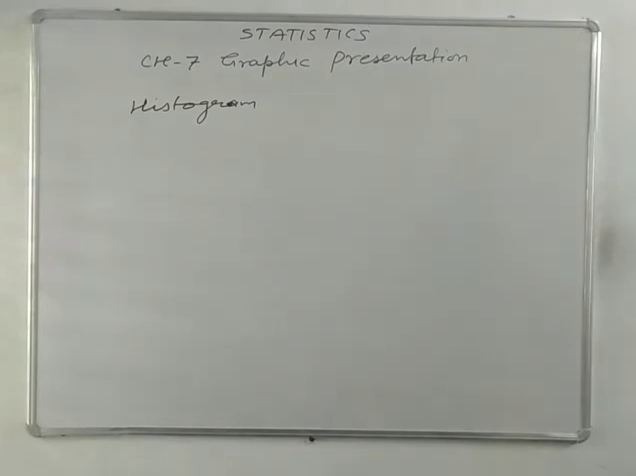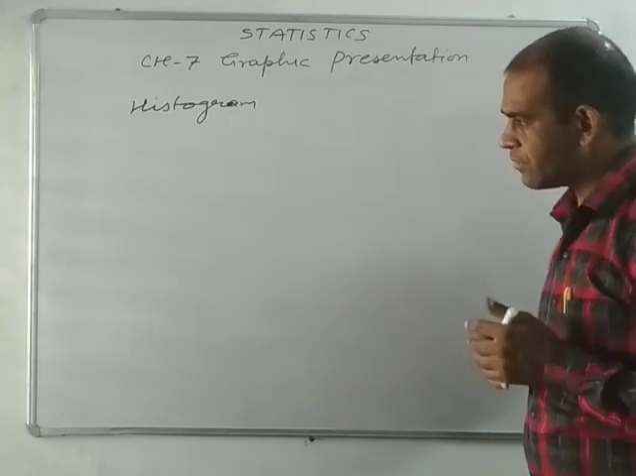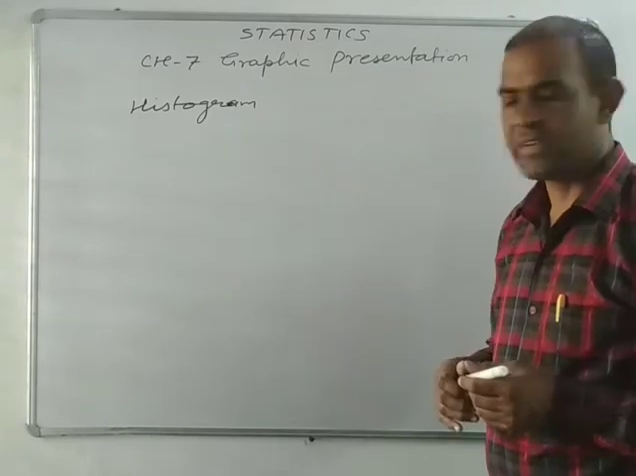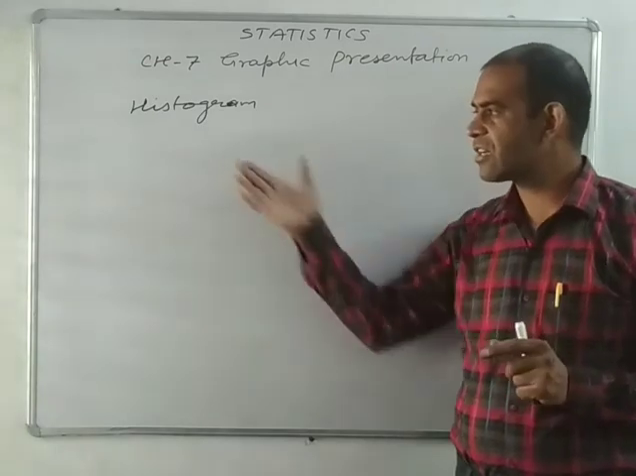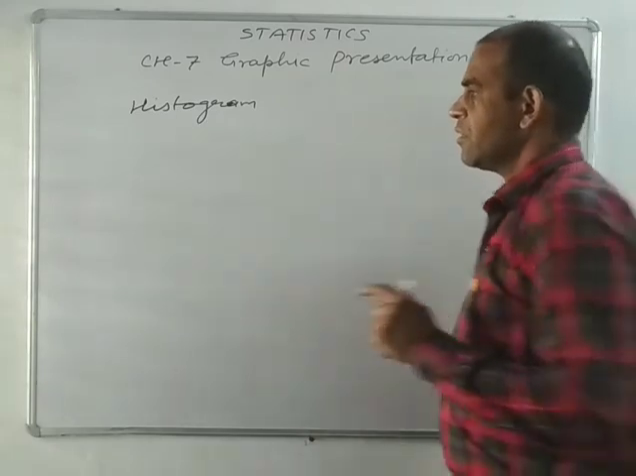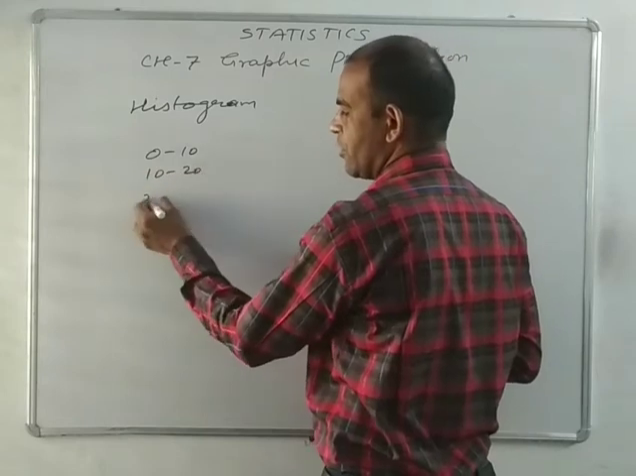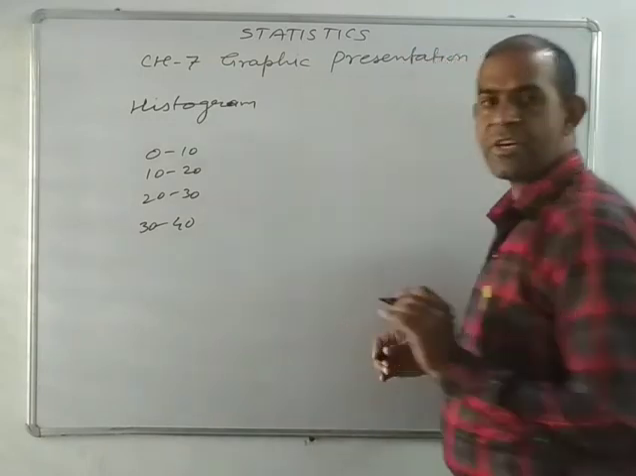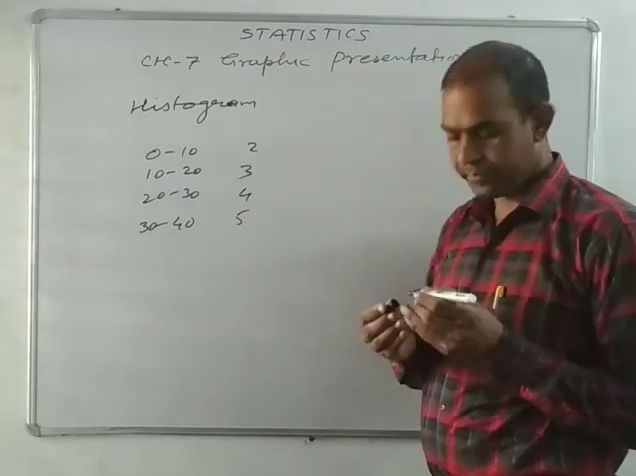Next type is the histogram. In the histogram, the various types are, first, the continuous class intervals are given. It's very simple. Continuous 0 to 10, 10 to 20, 20 to 30. These are the continuous class intervals given with the equal size. Class size is same. For example, 0 to 10, 10 to 20, 20 to 30, 30 to 40 and so on. This type of data are given according to their frequency and draw a histogram.